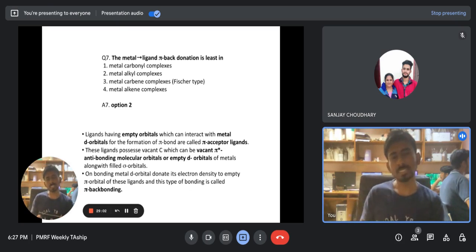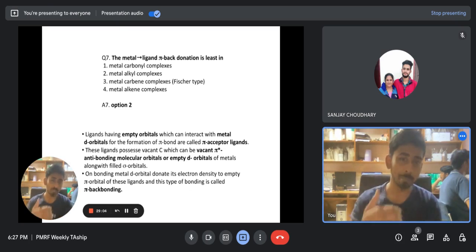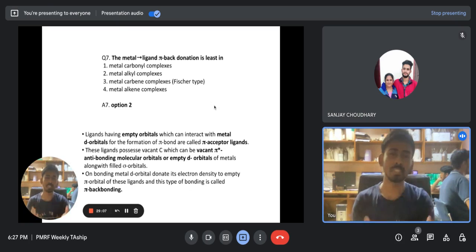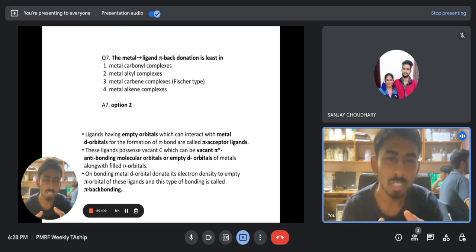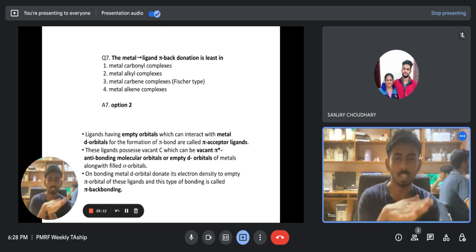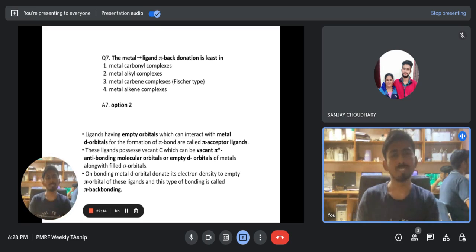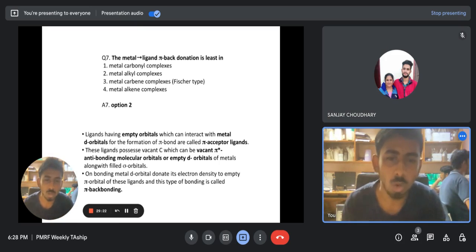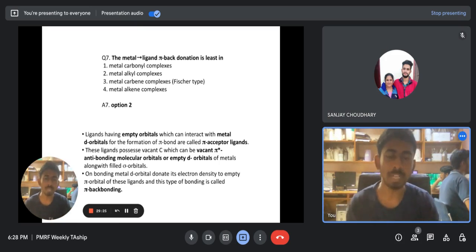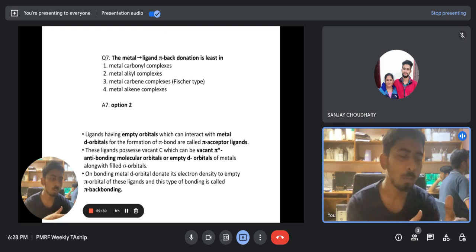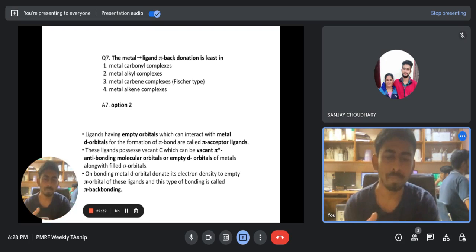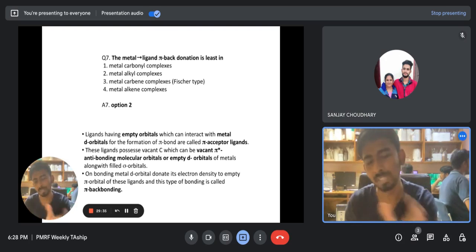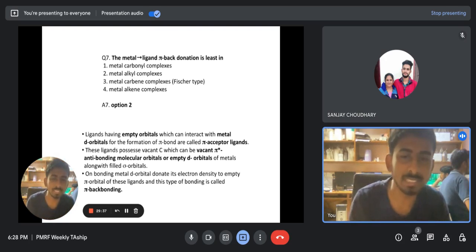Ligands which have these empty or vacant orbitals, which are able to interact with the metal d orbitals to form a pi bond, are called pi acceptor ligands, because they are capable of drawing the electron density from the metal's d orbitals, when the metal has a higher electron density on itself. These ligands possess a vacant orbital, which can be a vacant pi star antibonding molecular orbital or an empty d orbital, into which the metal can push electron density.